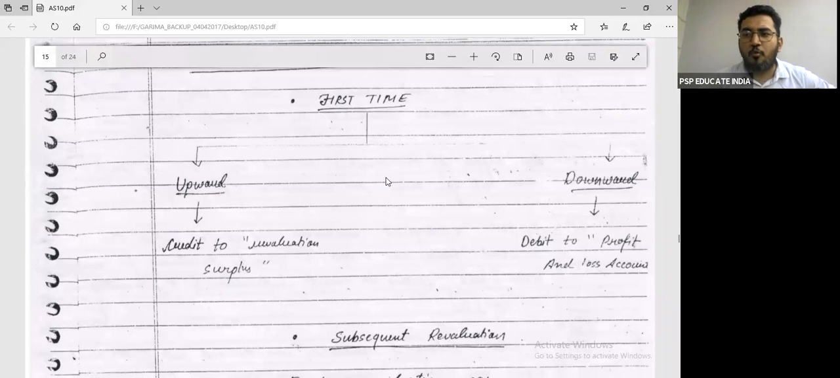8 lakhs is your book value. 7 lakhs is the market value. And you have something known as the net realizable value as well. So what you're saying is really not correct. This is not the way it is calculated. Impairment loss is not the difference between fair market value and the book value. It is the difference between the book value and the value in use. You will take the book value and the value in use.